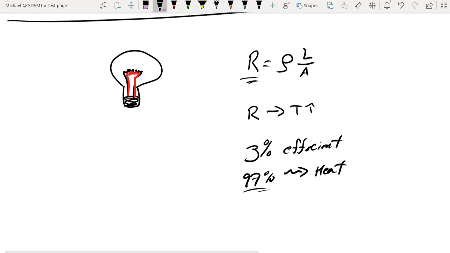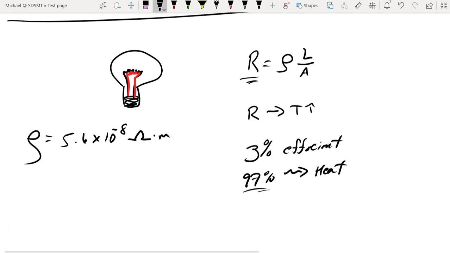But let's go ahead and say that we have a tungsten filament. And what I'm going to do is look up on my phone the values for tungsten. Resistivity of tungsten. Didn't hear me the first time. So the resistivity of tungsten is 5.6 times 10 to the negative 8 ohm meters.